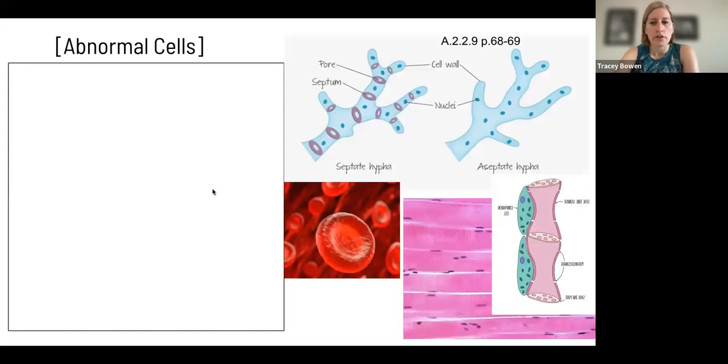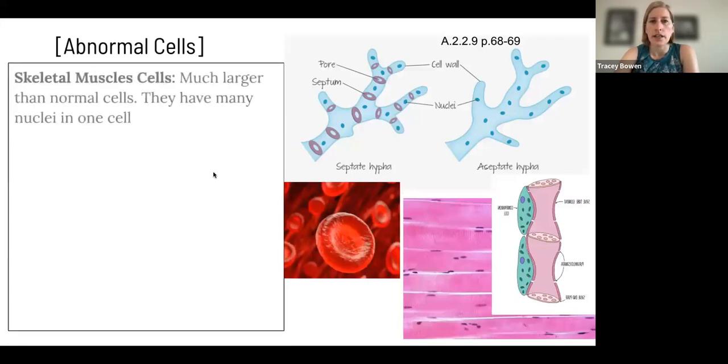So some cells are a little bit abnormal. It's not that they don't follow cell theory, it's just that they don't have all of those common features that we were talking about in the last slide. So one example here is skeletal muscle tissue, which is right here. They're much larger than normal cells, and they have many nuclei in one cell. Typically, a cell will only have one nucleus.